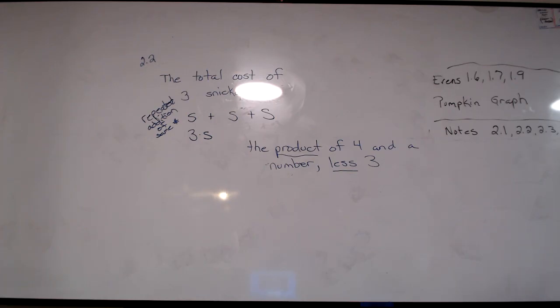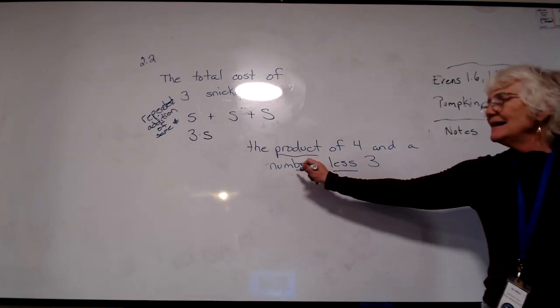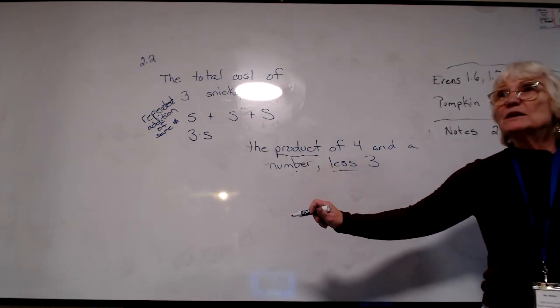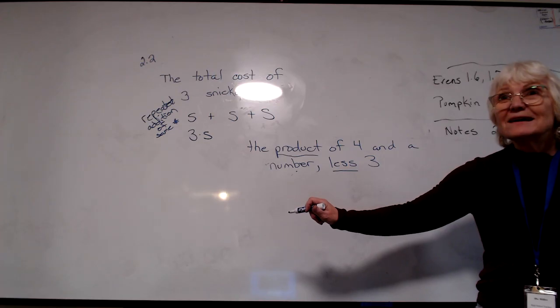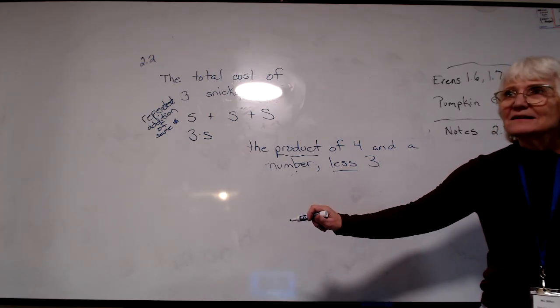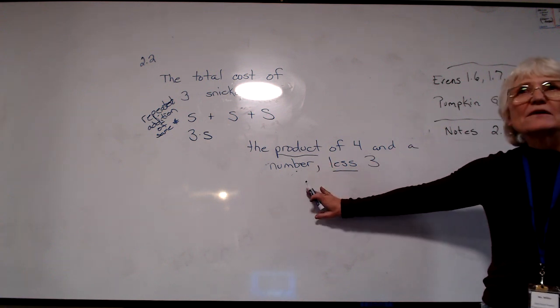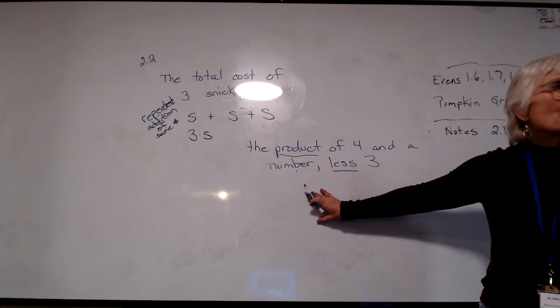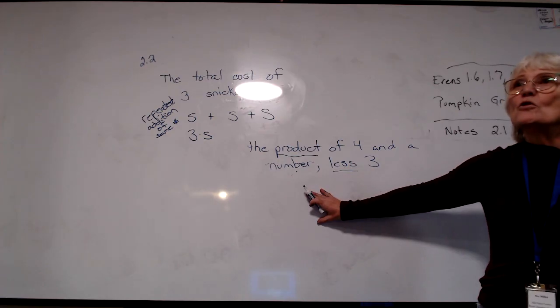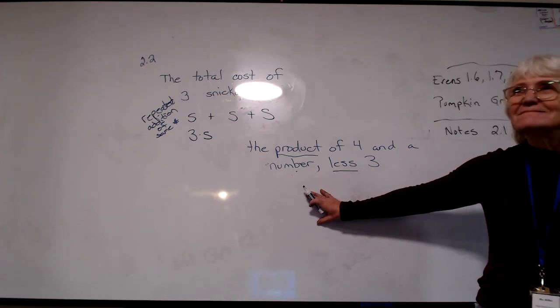What are we multiplying together? 4 and a number. Any number. Do we know what the number is? It's less than 3? No, it doesn't say that. It just says the product of 4 and a number. Take a breath, stop there. How would I write 4 times a number?